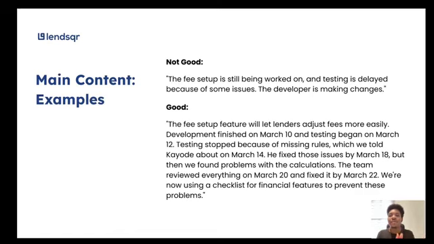So they're already giving you a timeline. They're already giving you the timeline of everything that's happened since the last report to this present time. So they're now using a checklist for financial features to prevent these problems. Once again, preventive measures for the future.